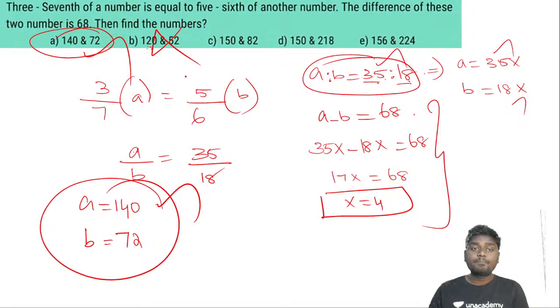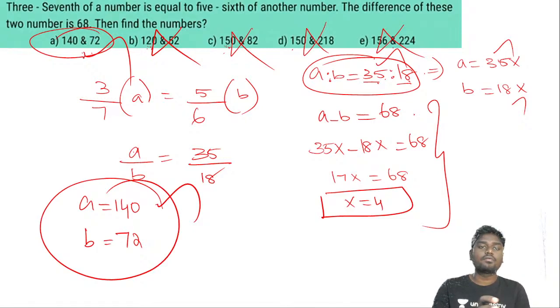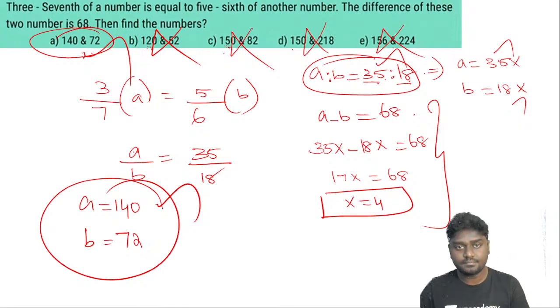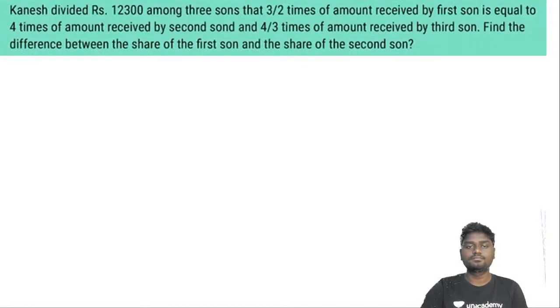Like in the same way, if you go for option C, A is given as 150, 150 again is not a multiple of 35, rule out. 156 again, rule out. Only the option A, that is 140, is the multiple of 35 and perfectly fits into the given numbers of A and B. Is that clear, guys? Give me a thumbs up if you're super clear with this, everyone. Let's go for the next question.